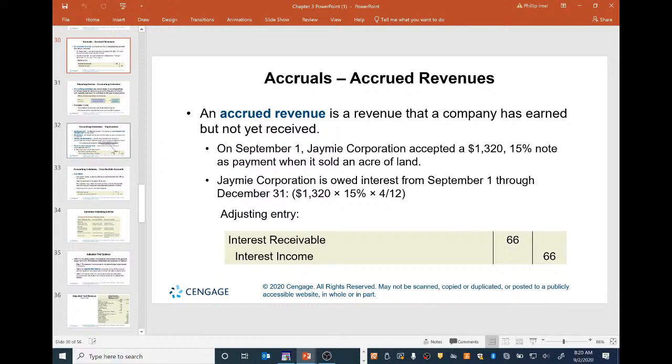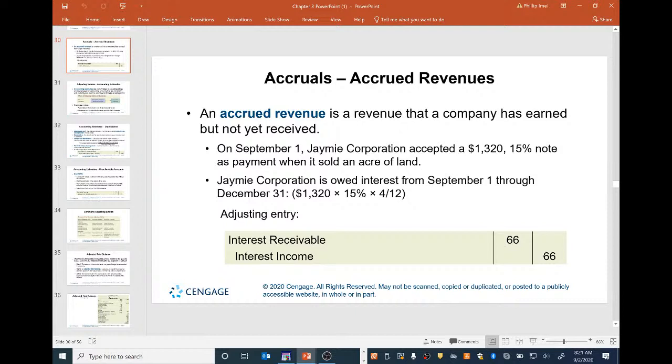So we're going to do the math first. The face amount of the note was $1,320, correct? So we know the interest bearing element to it is 15%. So it's going to be the face value of the note times the interest rate times the period of time that it was outstanding. In this case, it was outstanding 4 out of the 12 months. Does that make sense to everybody? Everyone familiar with how to calculate the interest like this based upon notes? Did y'all cover this in principles?